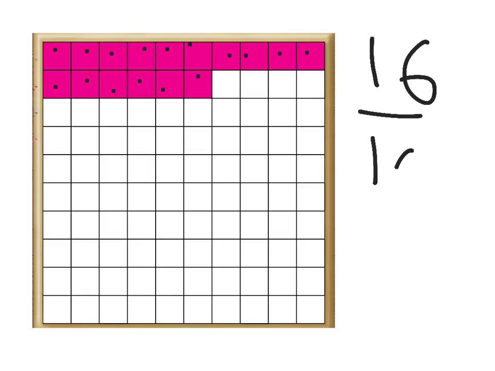So we have 16 out of 100. Now what you can do is you can use a calculator. So with the calculator, you would type in 16 divided by 100. And then times your answer by 100. So the answer is 16.